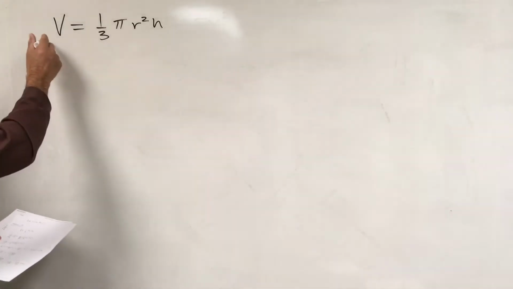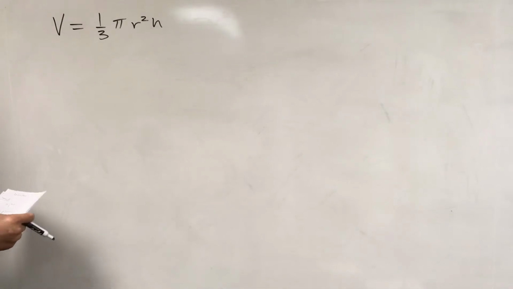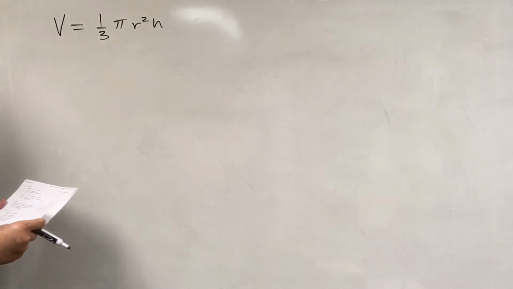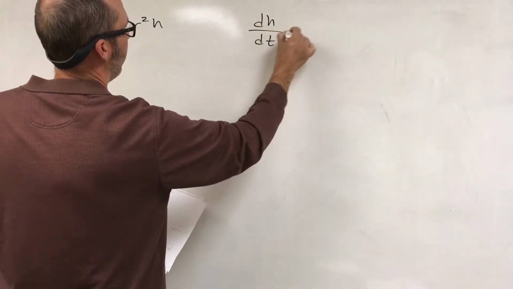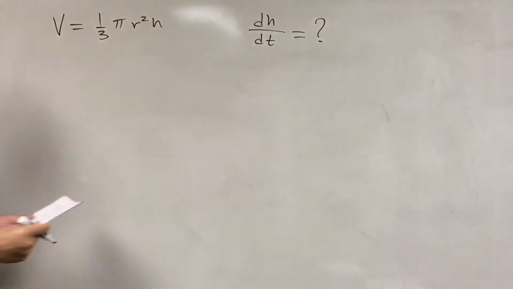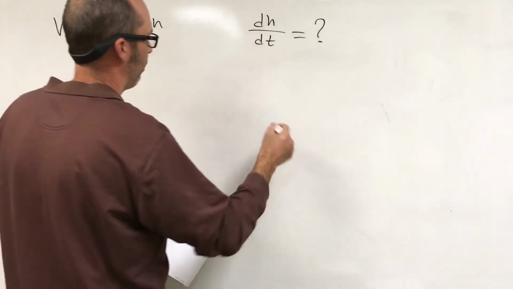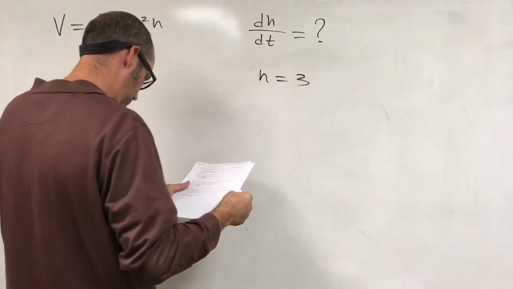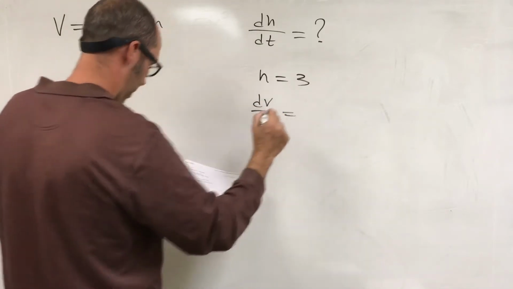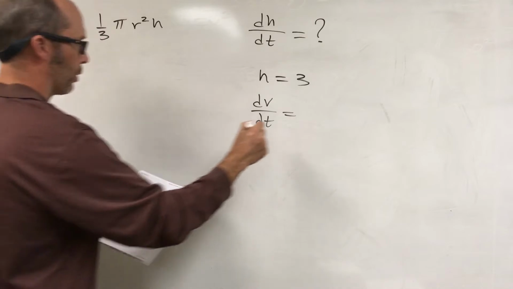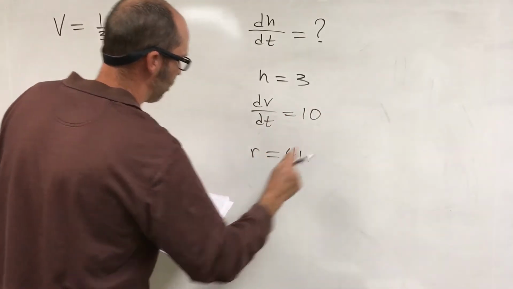Right, so V, H, and R are functions of time. All right, and we want to find dH/dt. That's what we want. And we're given 2 + 3 dV/dt equals 10, and we're also given that R is equal to 4H.